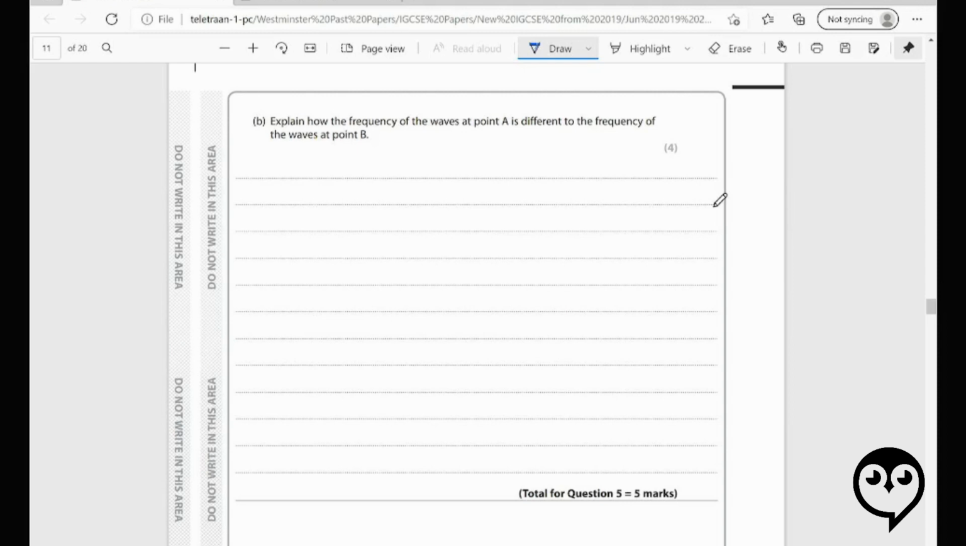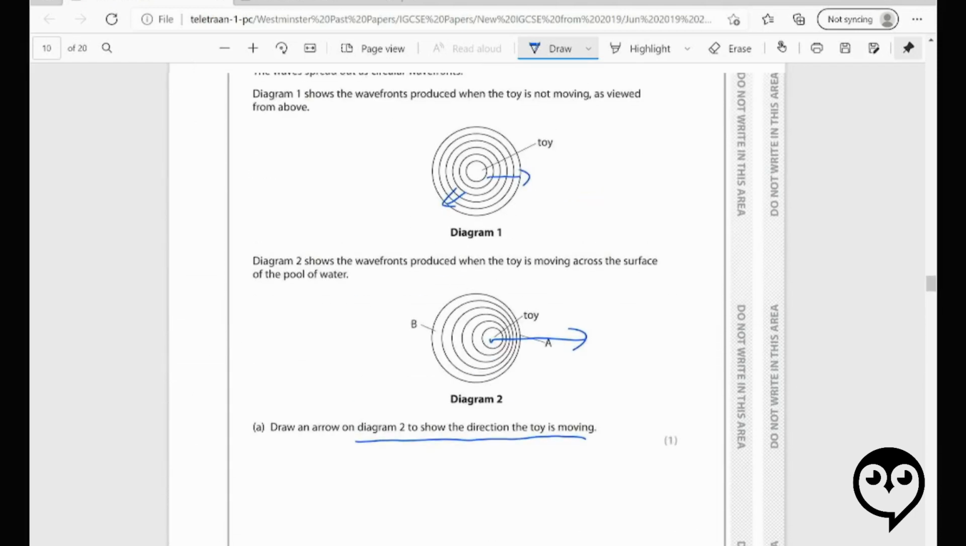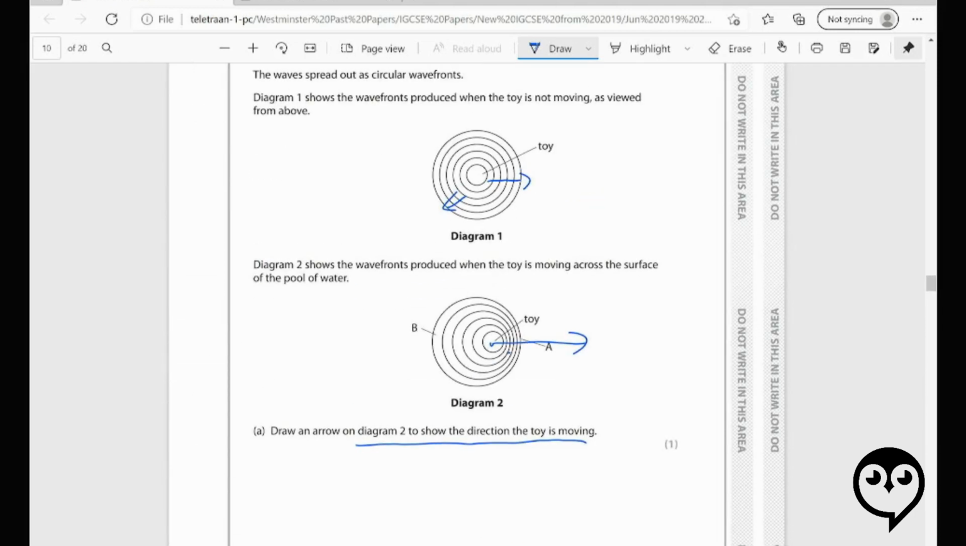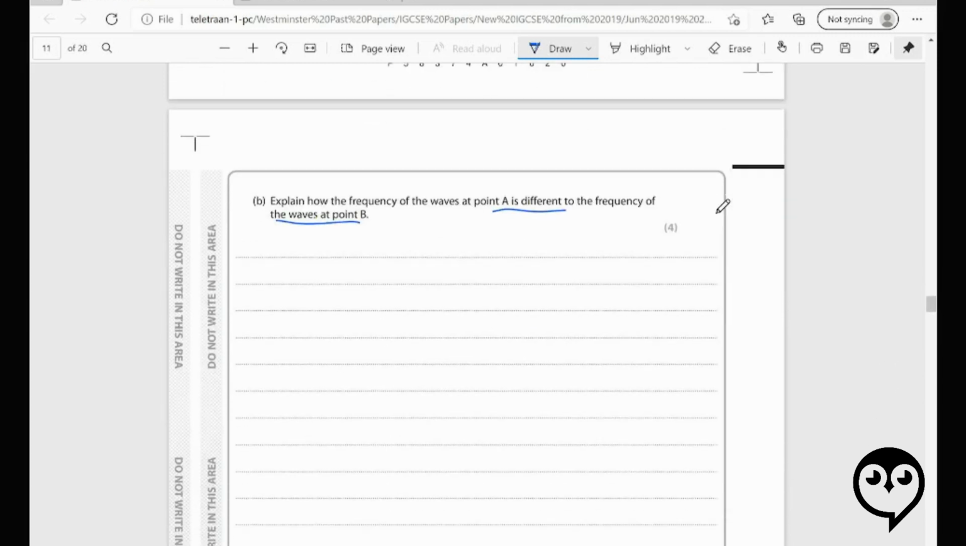Explain how the frequency of the waves at A is different to the frequency of the waves at B. Okay, so 4 marks. All right, well, let's go back up to the diagram. We see that they're more bunched up here. So we can say that the sound waves are bunched up. Please use full English sentences here. I'm just doing shorthand for time. If the sound waves are bunched up, that we know means that the wavelength is smaller, or shorter, you could say.